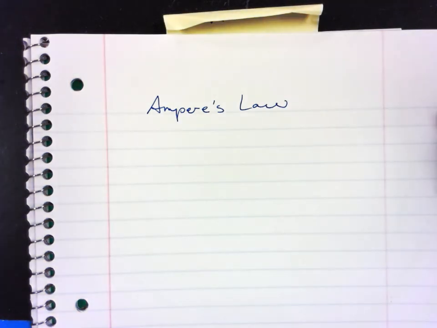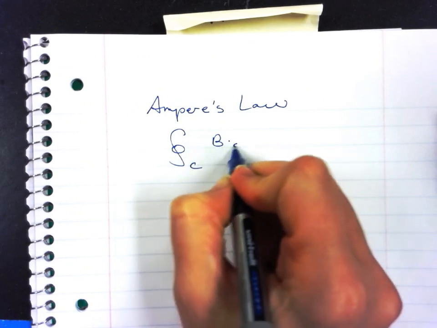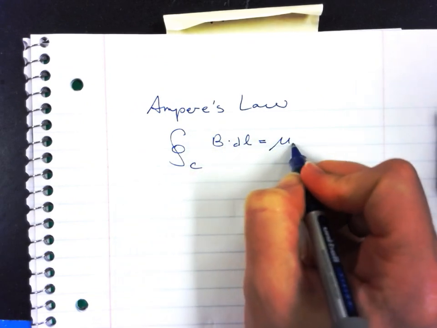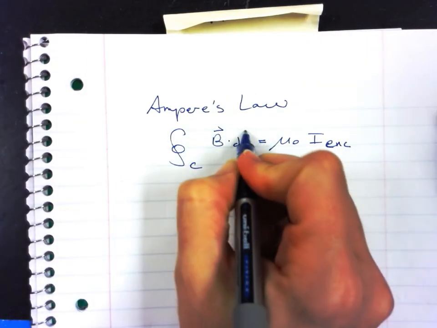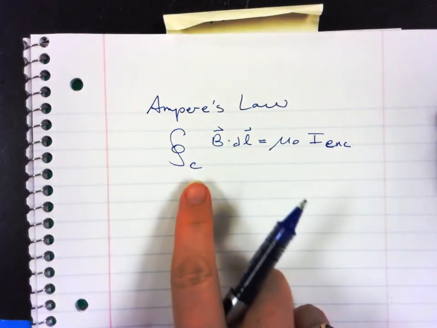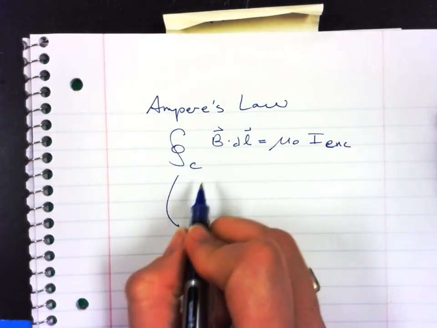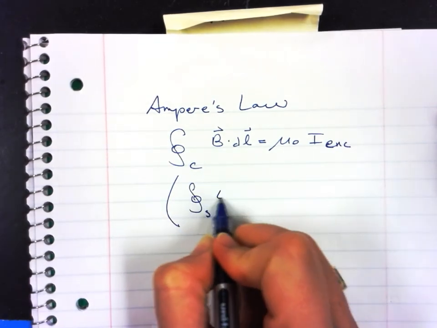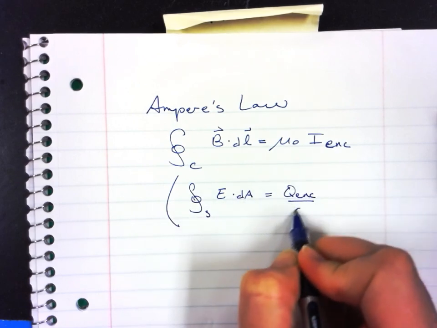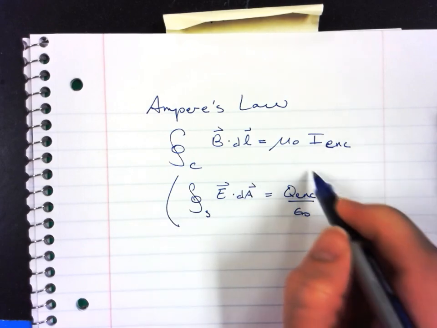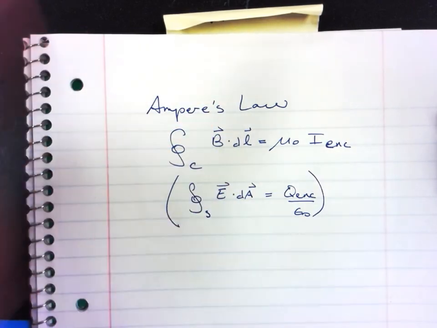So Ampere's law is similar. Let me write it first. The first thing I want you to notice is that here, let me put Gauss's law for electricity back up here. E dot dA equals Q enclosed over epsilon naught. Okay, so we replaced electric with magnetic.